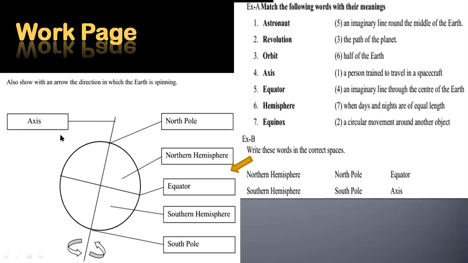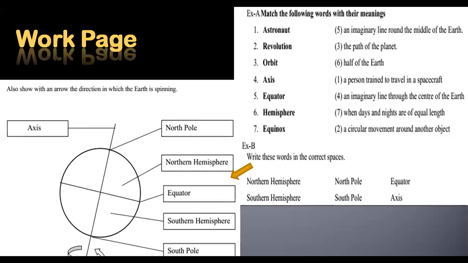See this one? I repeat this one again. Axis, second one North Pole, third one Northern Hemisphere, and in the center we have equator, down Southern Hemisphere, and the last one South Pole. I do hope you understood this lecture.